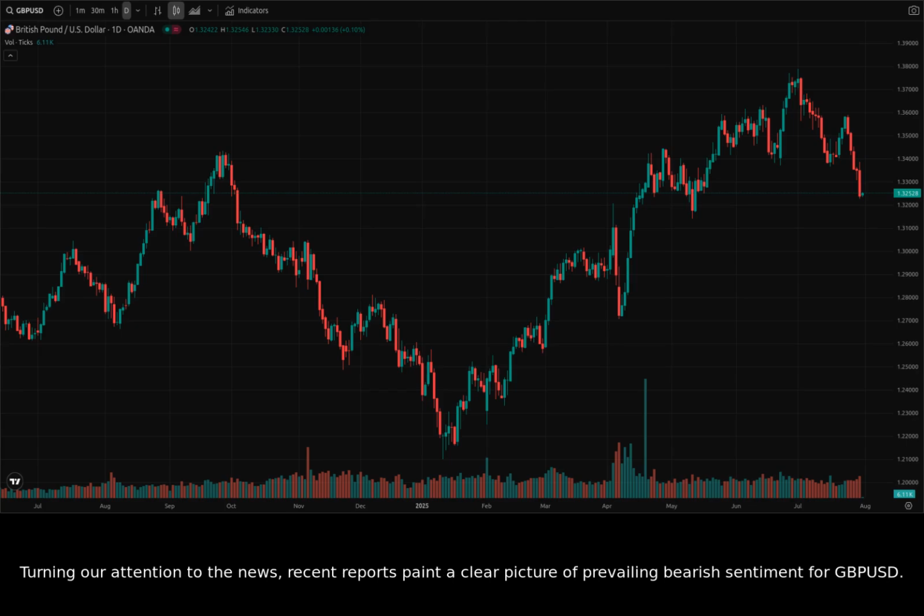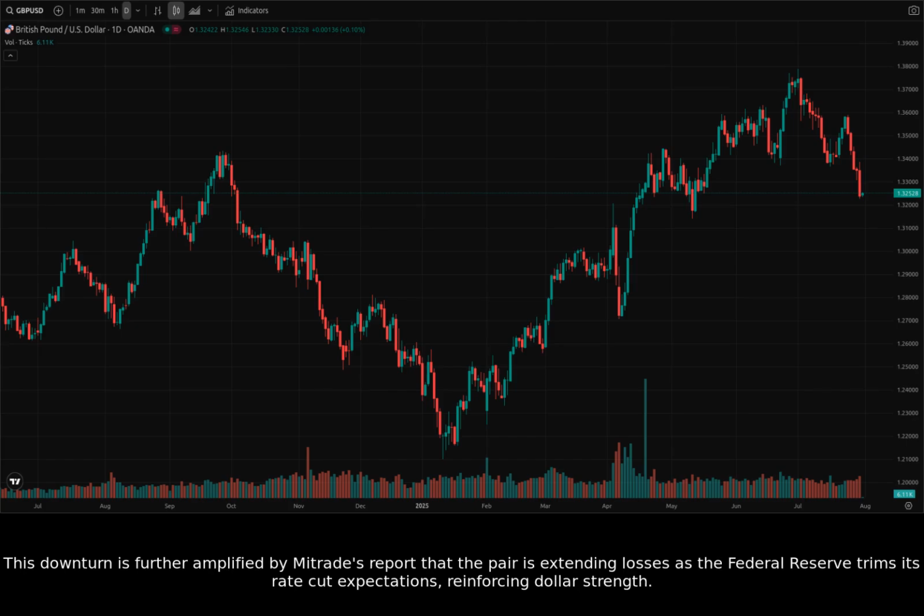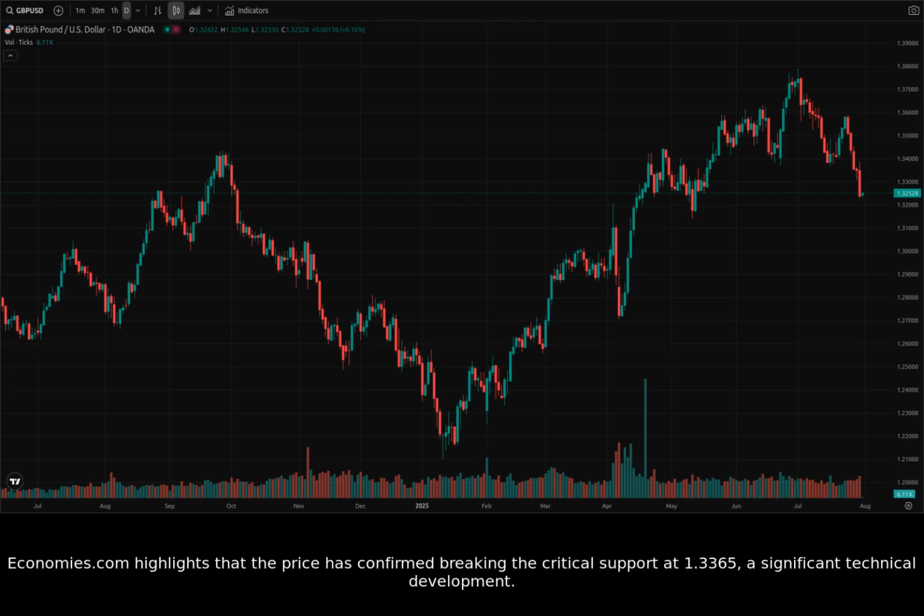Turning our attention to the news, recent reports paint a clear picture of prevailing bearish sentiment for GBPUSD. FX Street indicates that pound sterling to US dollar has dropped to a fresh two-month low, falling below the critical 1.3300 level. This downturn is further amplified by MyTrade's report that the pair is extending losses as the Federal Reserve trims its rate cut expectations, reinforcing dollar strength. Economies.com highlights that the price has confirmed breaking the critical support at 1.3365, a significant technical development.